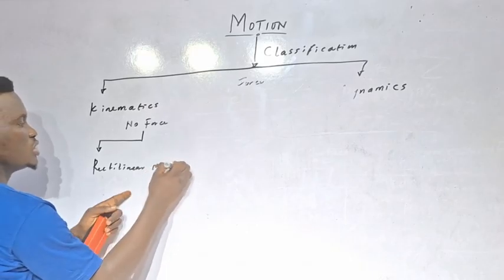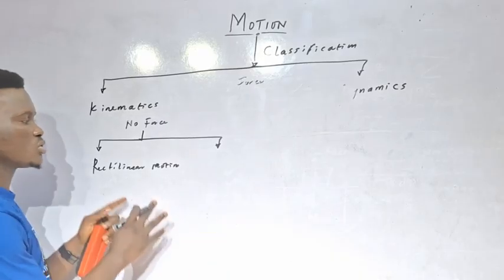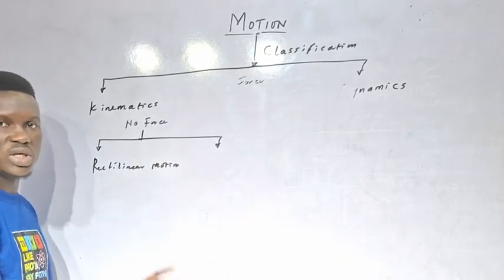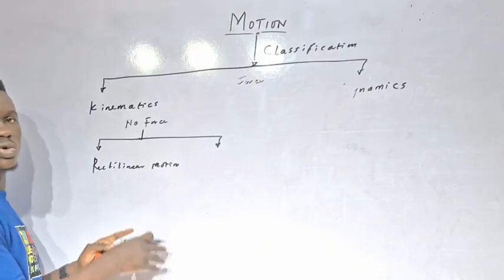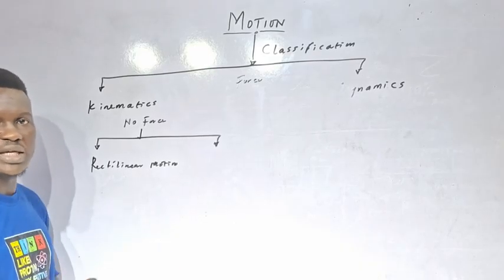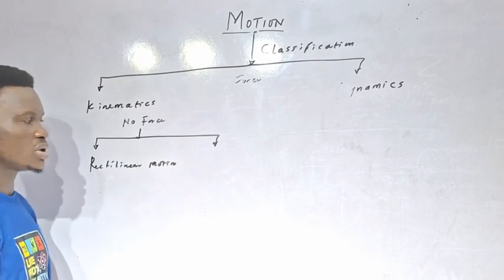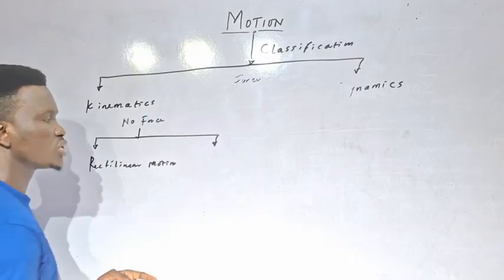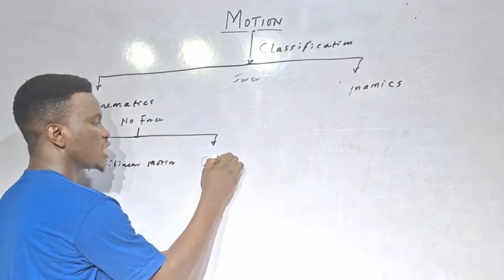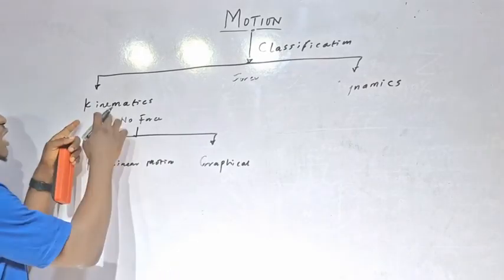So we'll be studying rectilinear motion, which means motion along a straight line. This will be the thing we're going to talk about today all through, explaining all the equations of motion, the types of motion, acceleration, uniform acceleration, and all of those terms we use. That is under rectilinear motion. Then after studying rectilinear motion, you study what we call graphical motion. So all of these are under kinematics.